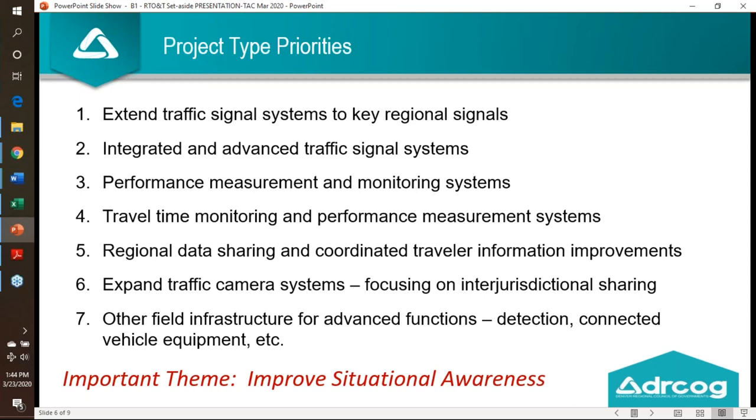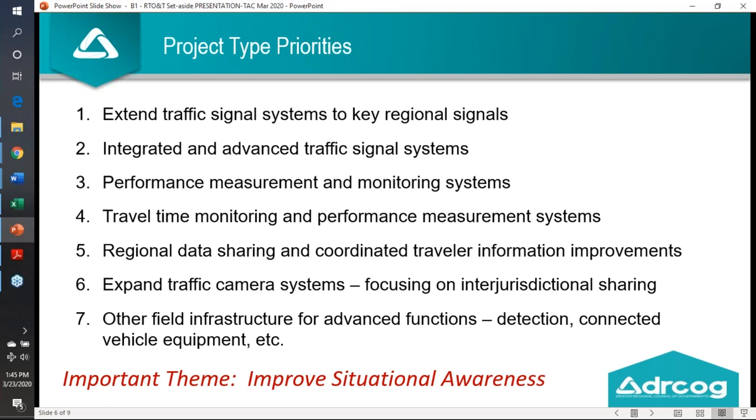And so that operators can be warned of this and they don't necessarily have to wait for a phone call from a member of the public who has a concern about a certain location. Regional data sharing and coordinated traveler information is extremely important. Expanding traffic camera systems, especially when they are interjurisdictional, and that's really important, of sharing these feeds and these views from the camera so that your neighbors can also see what's going on.